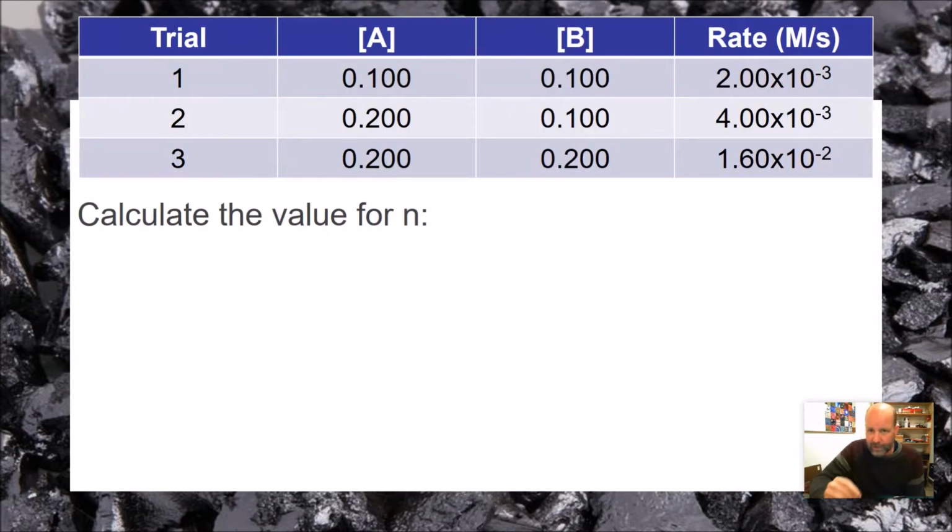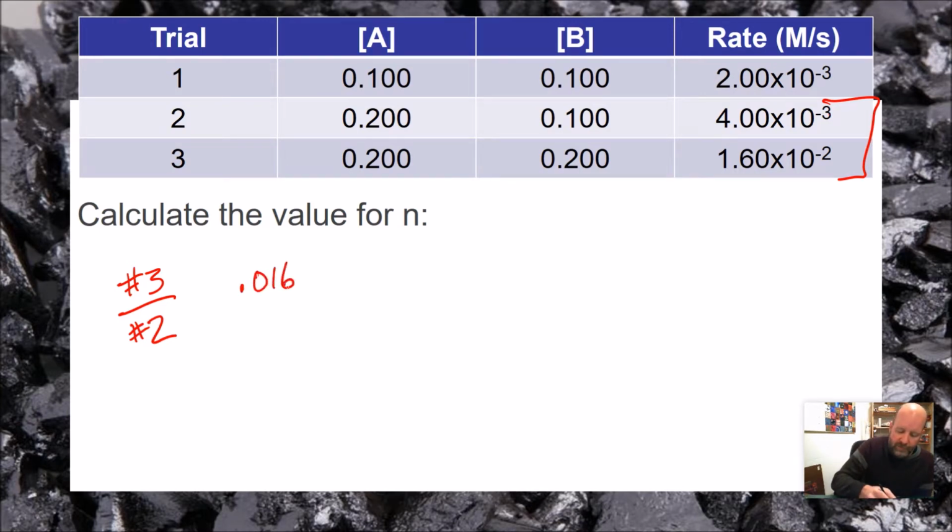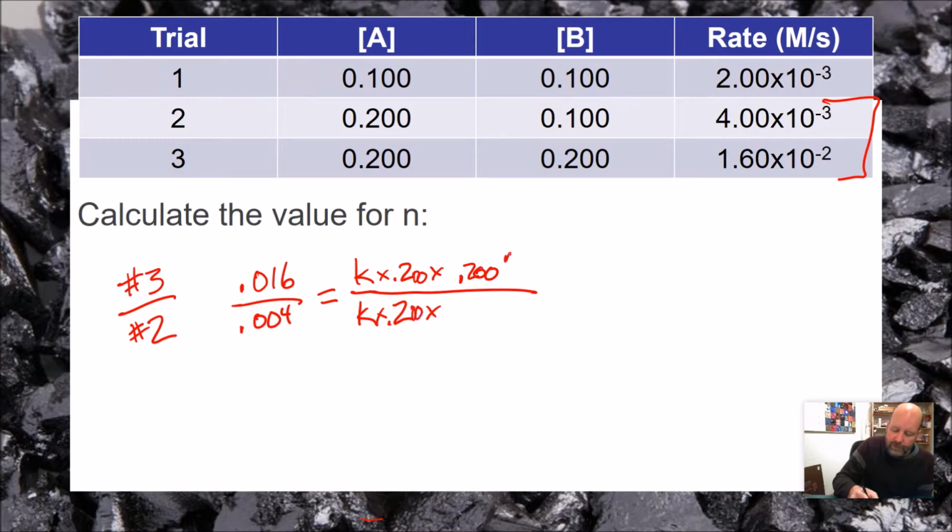Let's calculate the value for n, and we're going to do the exact same thing, only this time we're going to use these 2 reactions. We're going to do reaction number 3 divided by reaction number 2. So it's going to be 0.016 over 0.004 equals K over K, 0.2, and we know m now is 1, so we're just going to leave that 0.2. That's raised to the 1. Times, and this is 0.200, I'm sorry, those should be hundreds, right? Raised to the n over 0.100 raised to the n.